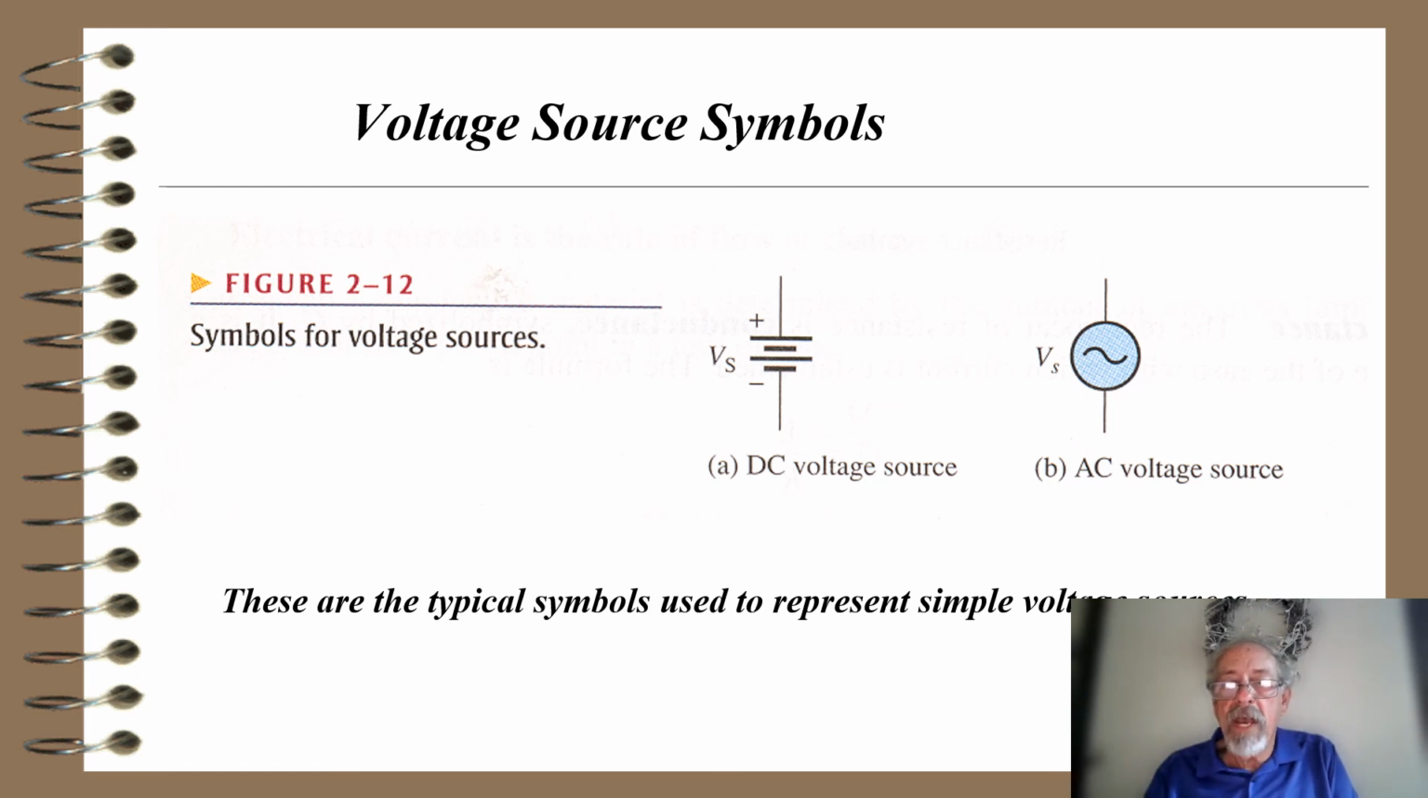On the right-hand side, we see a circle with an AC symbol, a sine wave symbol inside. That's an AC voltage source. These are the symbols typically today that we use to represent simple voltage sources.